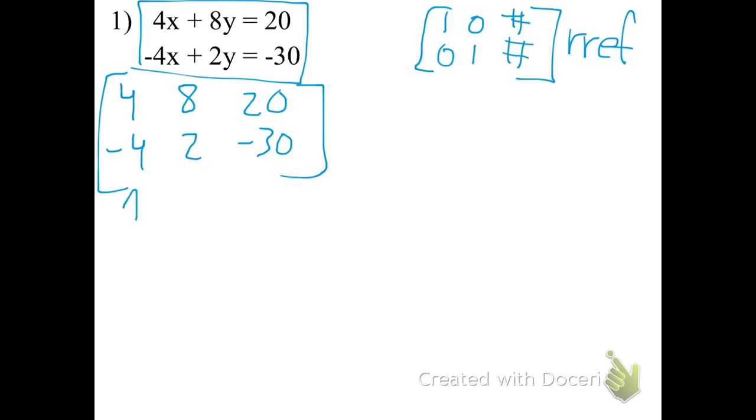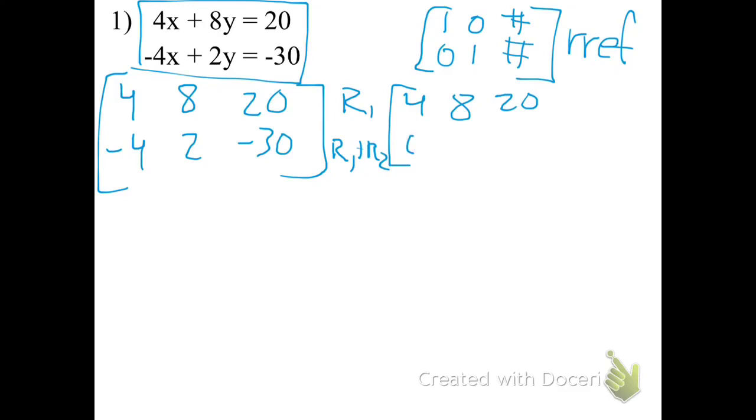I notice first that if I were to add my two lines together, the 4 and the negative 4 would cancel out. So on my first row, I'm just going to leave it as row 1. For my second one, I'm going to have it be row 1 plus row 2. So the first row I'm just going to rewrite 4, 8, 20, and then row 1 plus row 2.